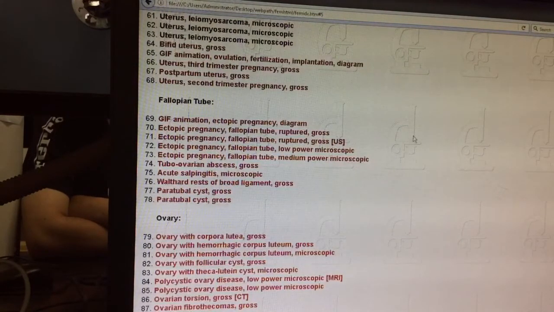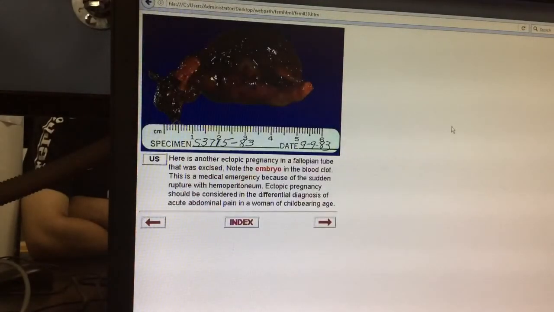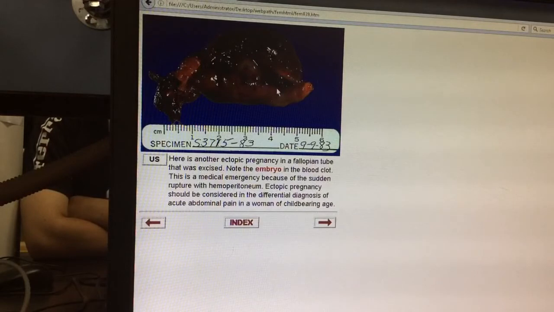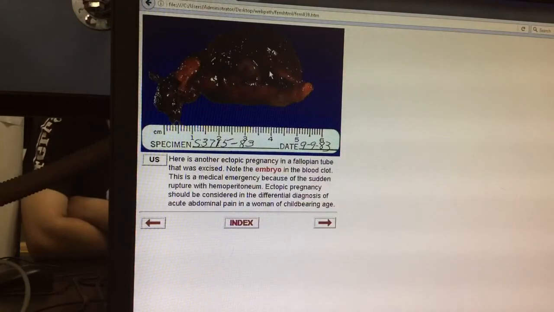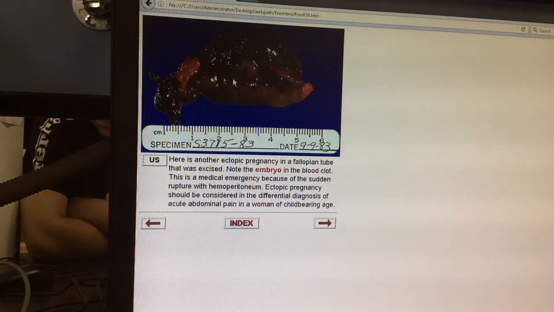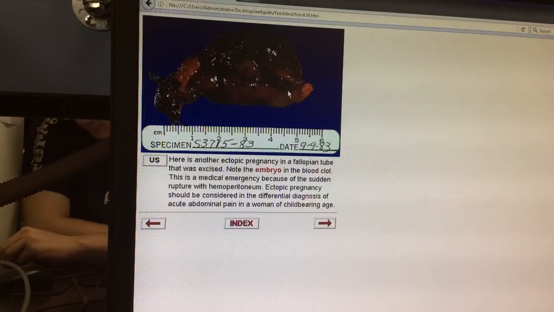Now we will move on to the fallopian tubes. The fallopian tube is usually a slender tissue, but when an ectopic pregnancy occurs inside the fallopian tube, it is distended and filled with blood. This gross specimen represents a fallopian tube filled with an embryonic cyst or an embryo inside, and this is what is called ectopic pregnancy.